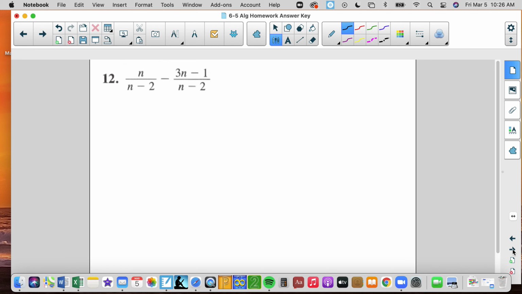Number 12, now we have that negative, so we have to distribute it. So we write n minus the quantity 3n minus 1 over n minus 2. Let's distribute that negative.